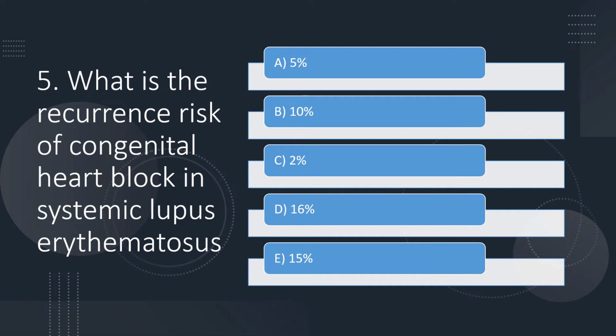Number 5, what is the recurrence risk of congenital heart block in systemic lupus erythematosus? Is it A, 5%? Is it B, 10%? Is it C, 2%? Is it D, 16%? Or is it E, 15%? The answer is D, 16%.